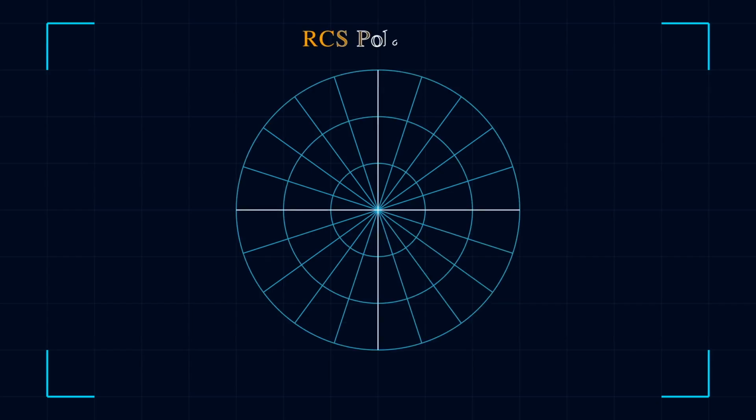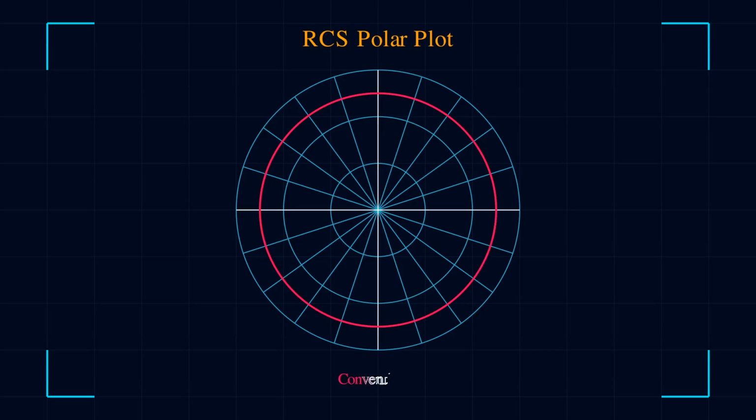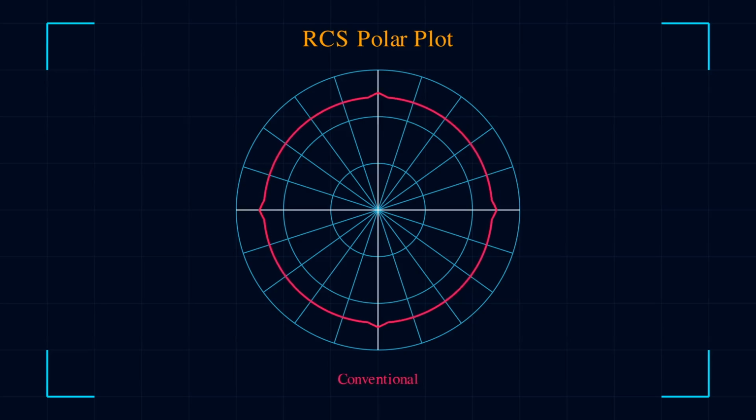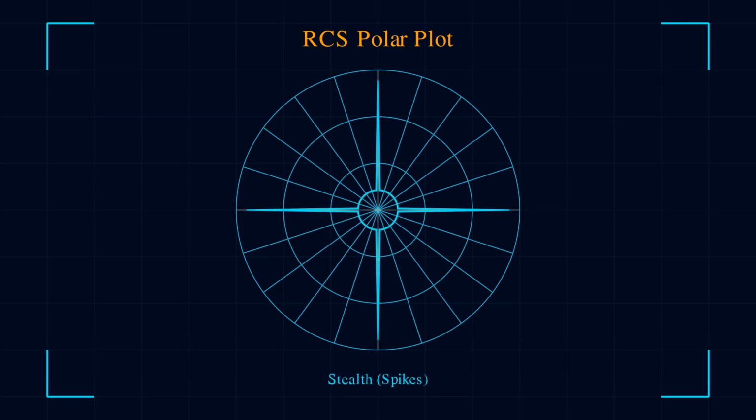Look at the data. A standard plane reflects continuously. A stealth plane is silent for 99% of angles, only flashing brief spikes that are easy to manage and avoid.